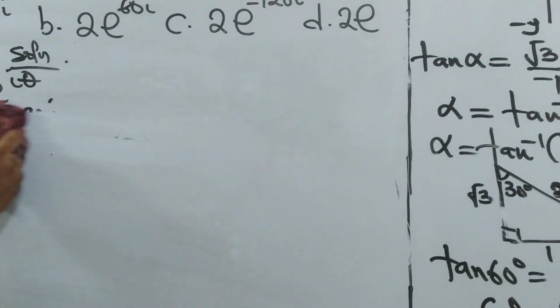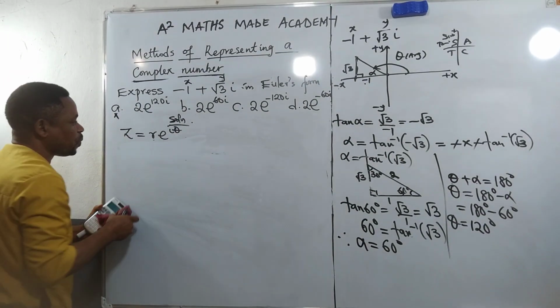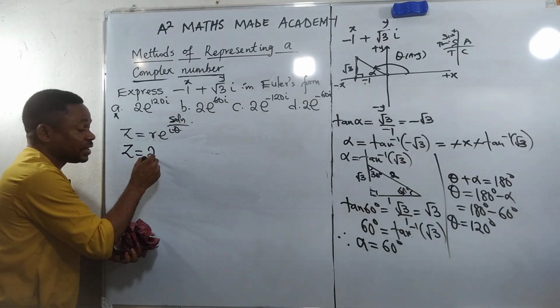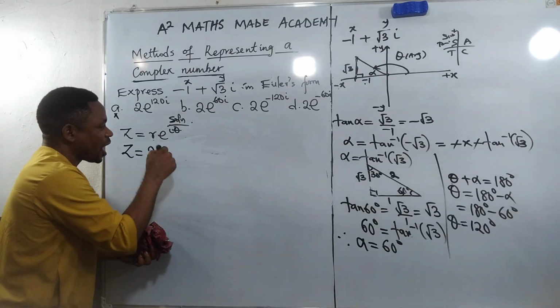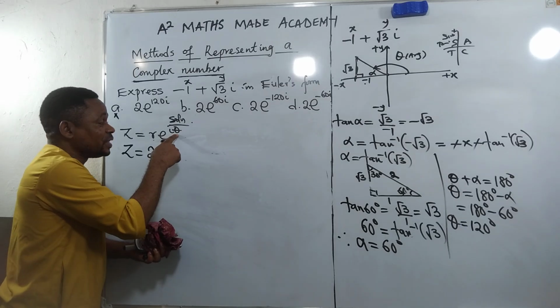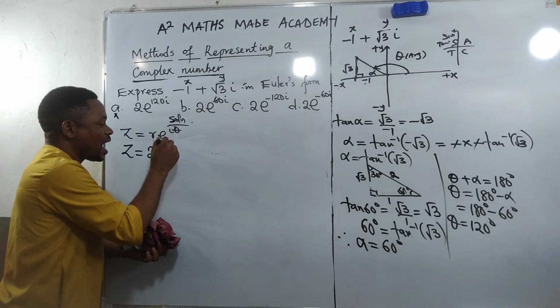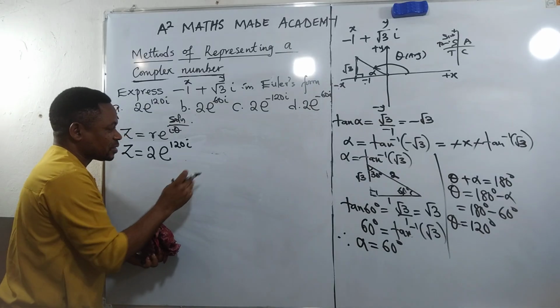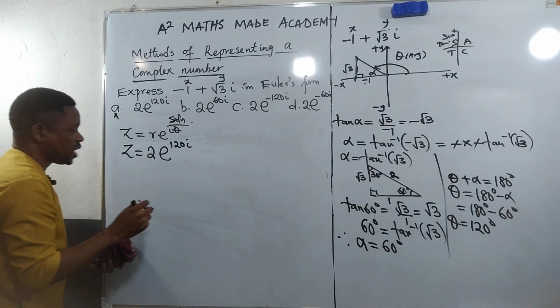Watch this now. This is how we are going to put it now. This is polar form, right? I will now say z, that 2 is the modulus in the calculator, then exponential, that angle theta is 120 degrees. So 120 degrees times i will give you 120 degrees i. And that is the final answer. Then in summary, I want you to observe something here.